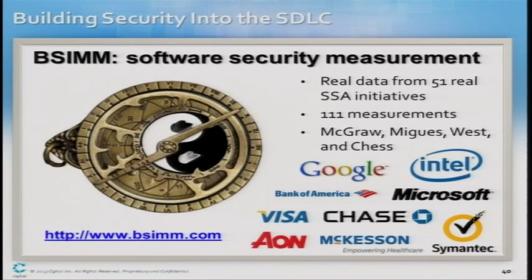And so you see all the names on the screen here. These are all participants, obviously some heavy hitters here. These are all participants in the BSIMM program, along with a lot of other companies. There's 51 total companies that are participating in BSIMM, and it's now in its fourth iteration. And there are 111 different measurements, different parameters, different activities that it asks each of those participants about.